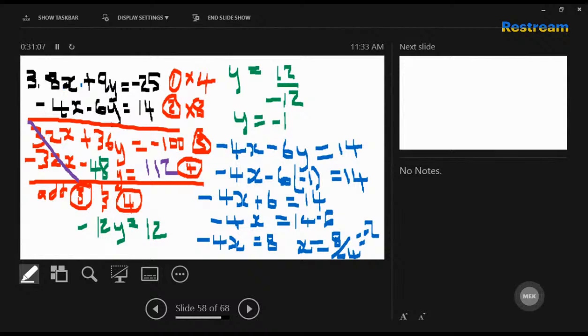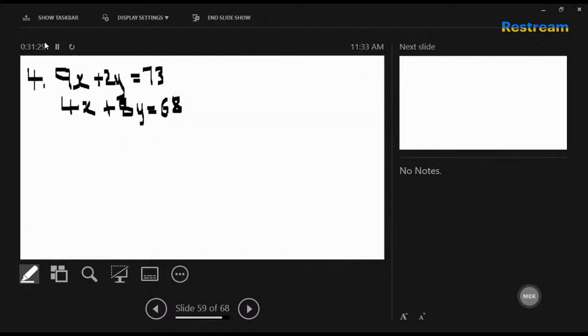So 8 times -2 is -16, 9 times -1 is -9, -16 minus 9 is -25. -4 times -2 is a positive 8, -6 times -1 is a positive 6, and 8 plus 6 gives 14. So we're halfway there. We have another 3 questions to go.